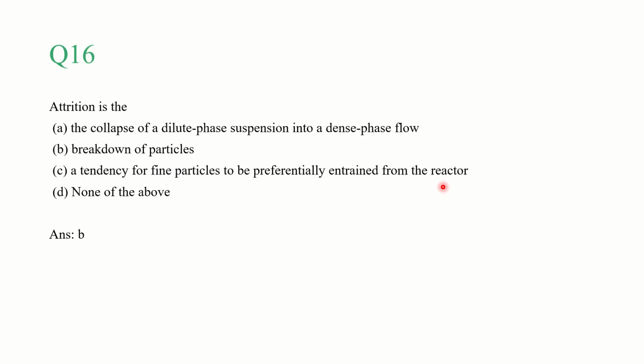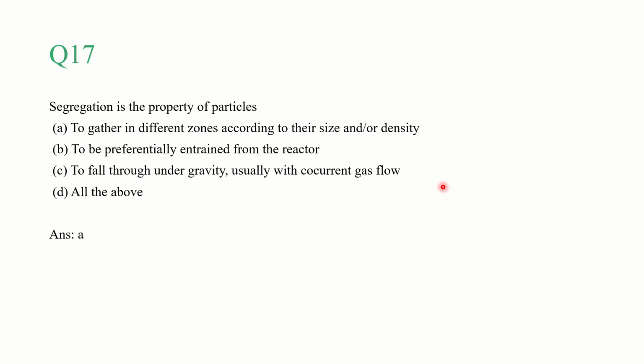And we'll just move on to question 17. Question 17: segregation is the property of particles to gather in different zones according to their size and density, to be preferentially entrained from the reactor, to fall through under gravity, usually with co-current flow, all the above. Okay. What is segregation? Segregation is just separation, right? For example, in fluidization, if you consider particles with different size or different density behavior, in general we know the lower density particles would go up, and the higher density or larger size particles have chances of settling down. In general, that is the case.